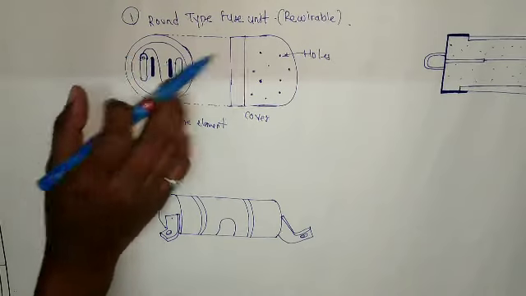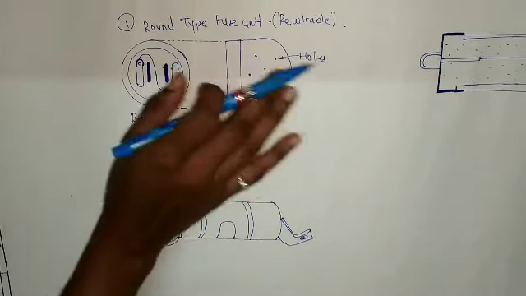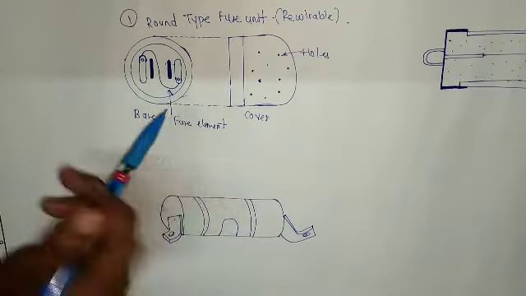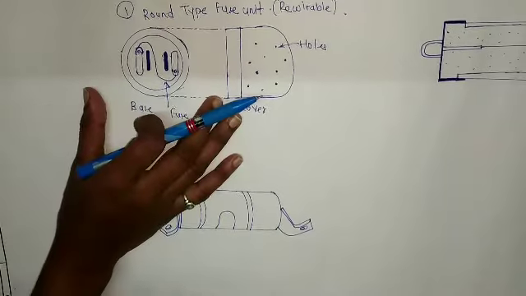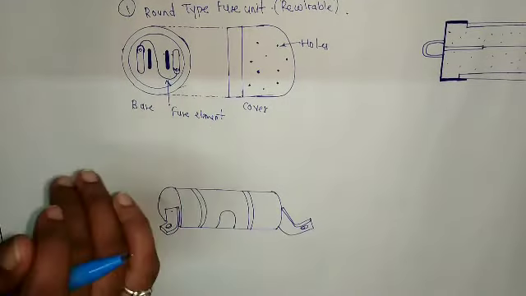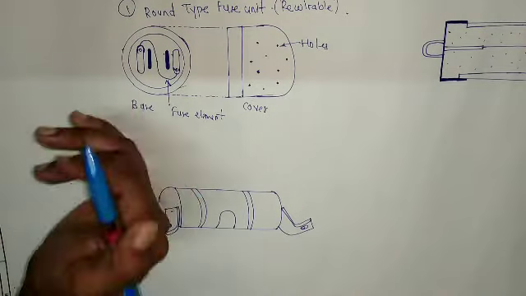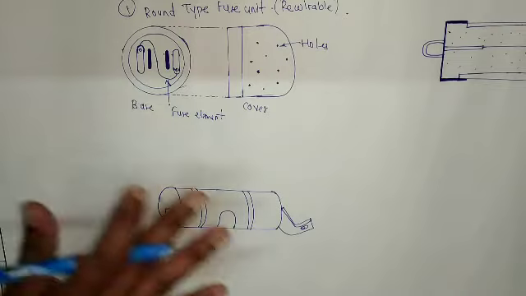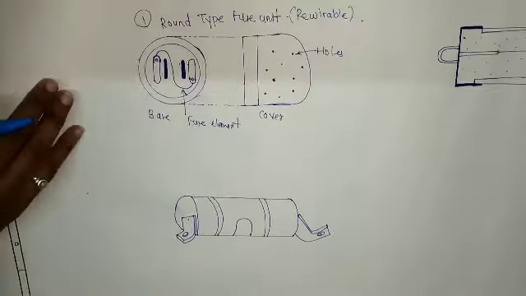So this is about the round type fuse unit, and it is rewirable. Taking certain precautions, we can rewire it. So what are the precautions that we have to take? We must turn off the main switch. That means it must be open, so there will be no current flowing. So this is about the round type of fuse unit.